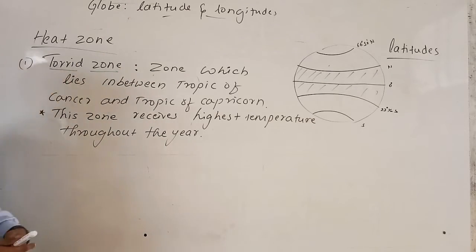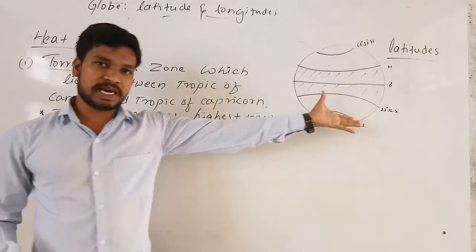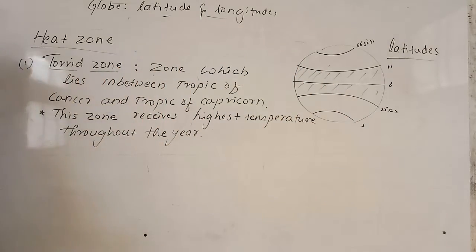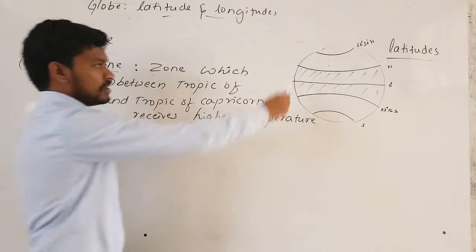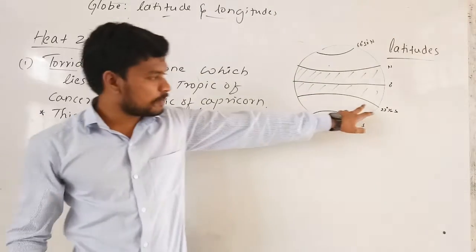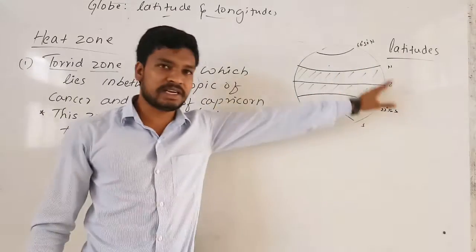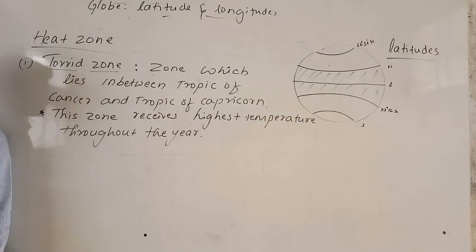Write down this. You should write along with this picture and make some space for drawing this diagram. Then draw the diagram with the names of Tropic of Cancer, Arctic Circle, Antarctic Circle, and the equator, all those things you have to do. It's about torrid zone. It's a heat zone we are discussing.